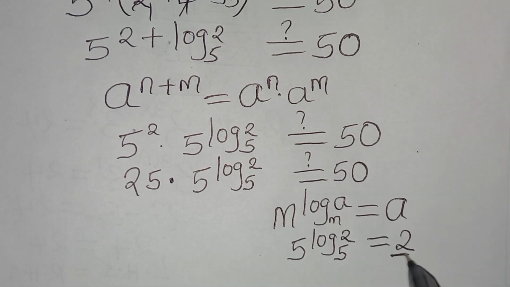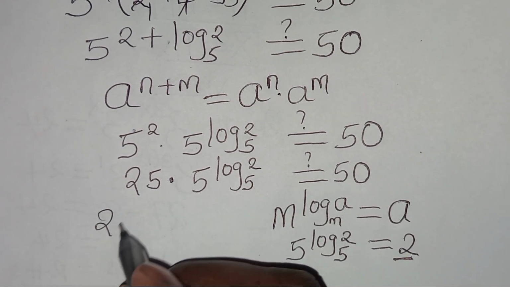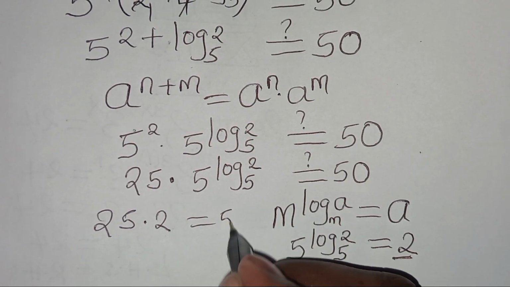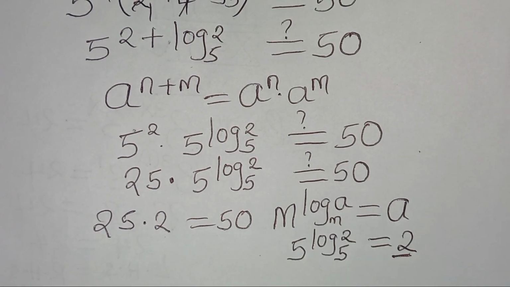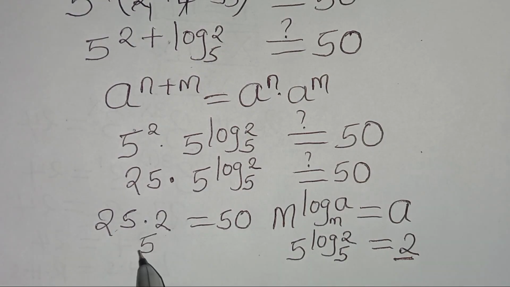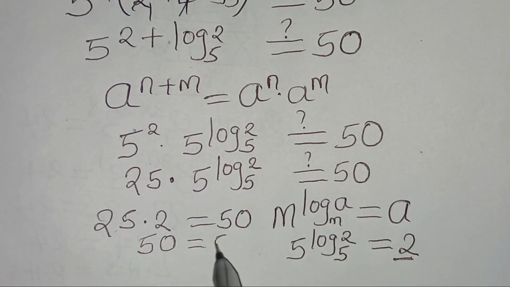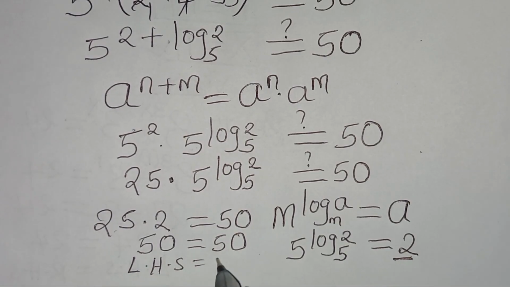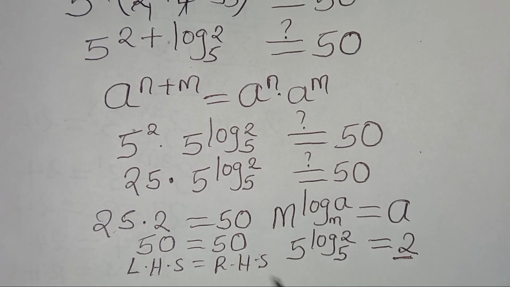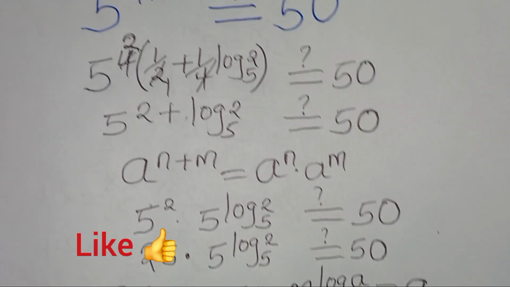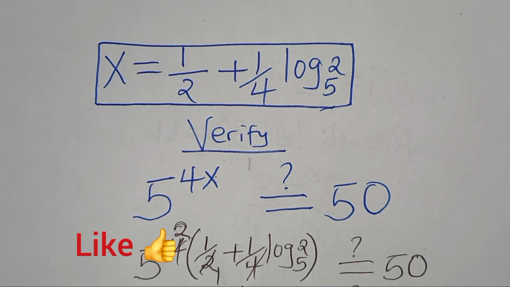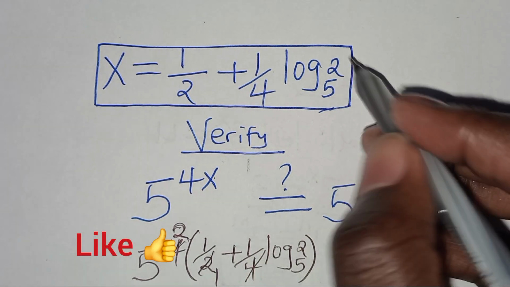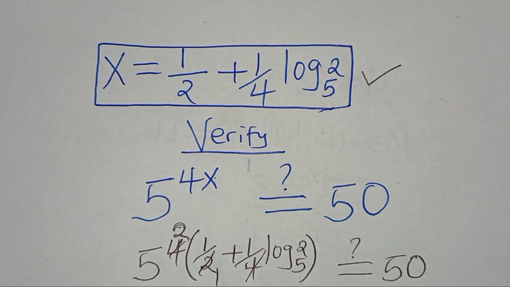So let's substitute these two. We'll have 25 times 2, which should give us a value of 50. So we have 25 times 2, this is 50, which is equal to 50. So that implies that the left hand side is equal to the right hand side. And this implies that the value of x, which is half plus 1 over 4 log 2 to base 5, actually satisfies the equation.